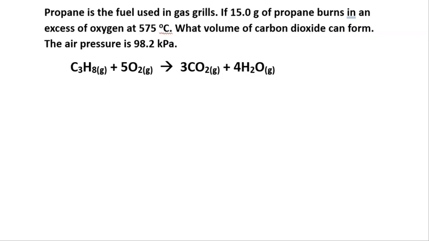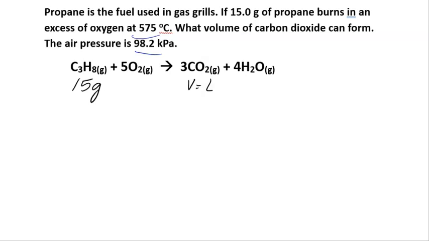They give us the mass of the propane, which is going to be 15 grams. And they're asking for the volume of carbon dioxide gas. However, you can see the temperature and the pressure. It could be either one. It is not under standard conditions, and therefore we need to use PV = nRT.